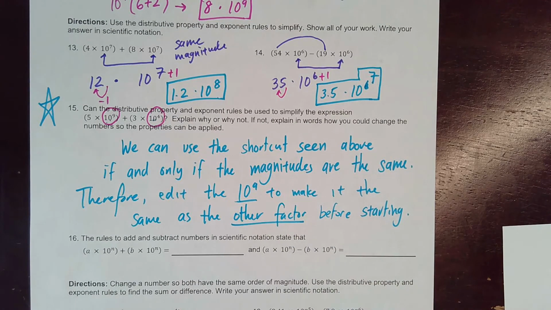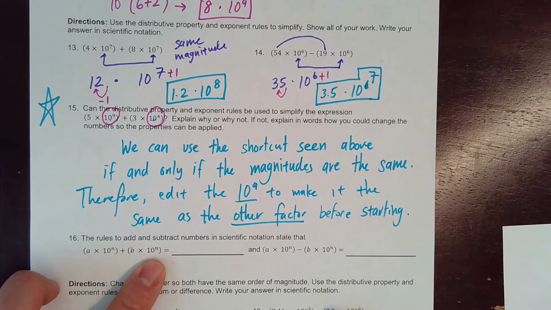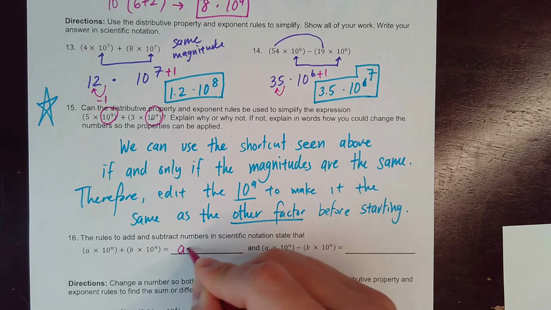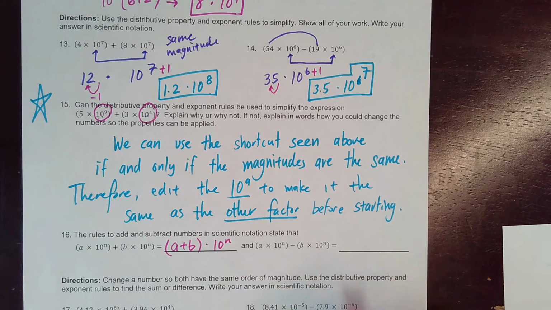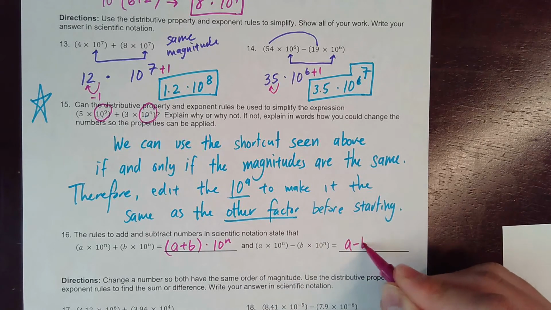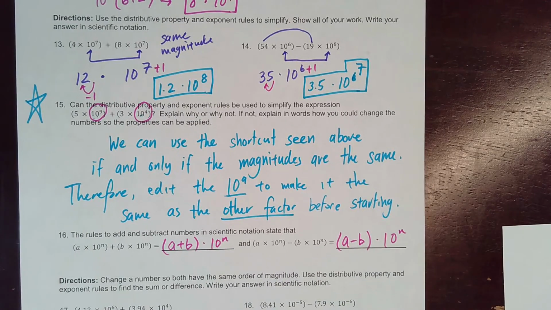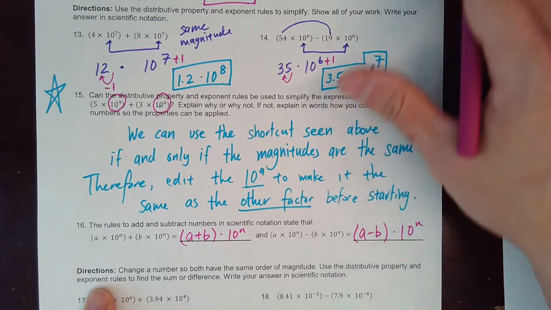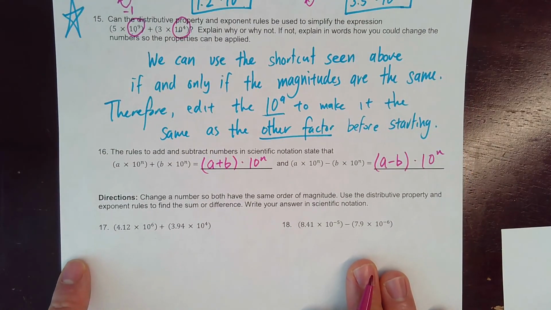So the rules to add and subtract numbers in scientific notation state that a times 10 to the n plus b times 10 to the n is literally a plus b times 10 to the n, as you saw in the example above. And then a times 10 to the n minus b times 10 to the n is a minus b times 10 to the n. Okay, so this is a lot of theory, a lot of fundamental stuff. Let's just practice. Okay, so I think this will make much more sense when we practice.